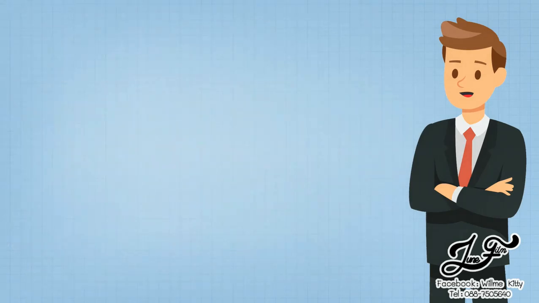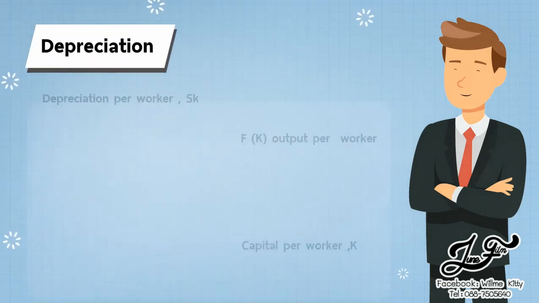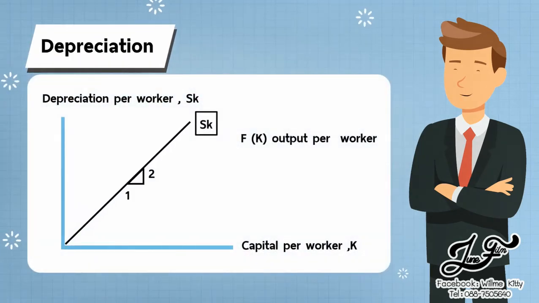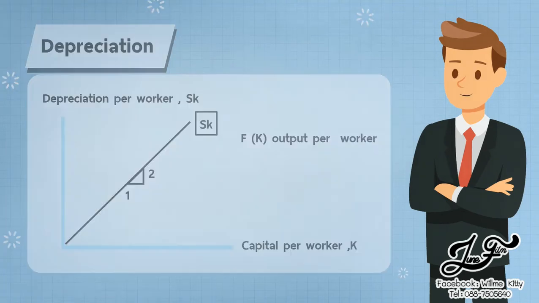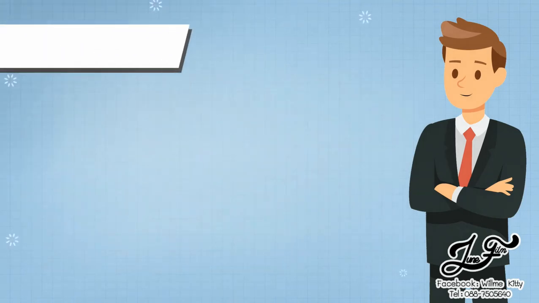Moving to depreciation. According to the graph, delta is the rate of depreciation, which is the proportion of the capital stock that wears out each period, and delta times small k represents depreciation of capital per worker. When capital increases, depreciation increases. Now we move forward to capital accumulation.